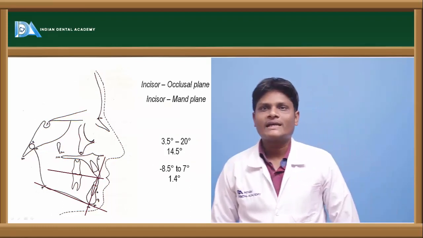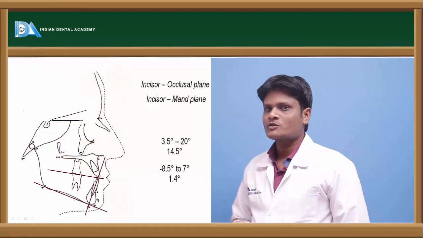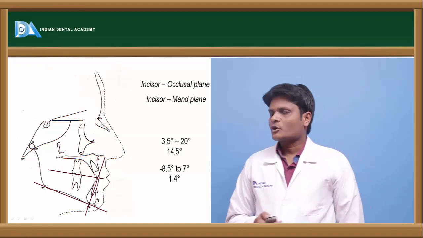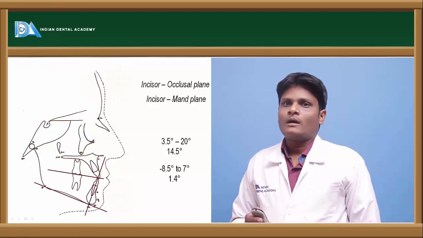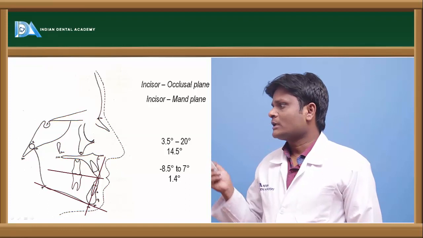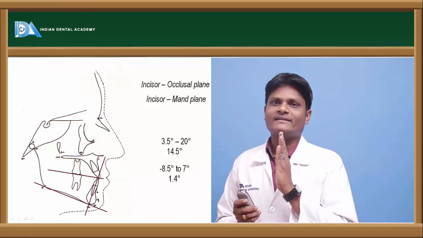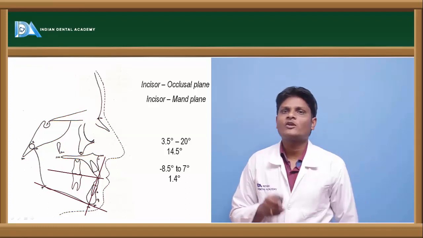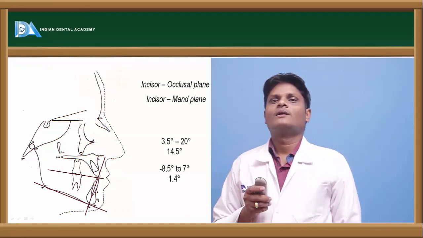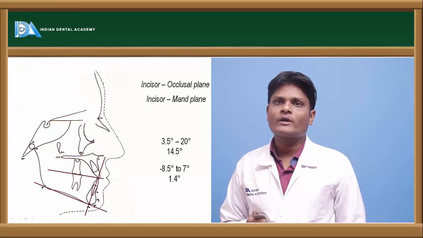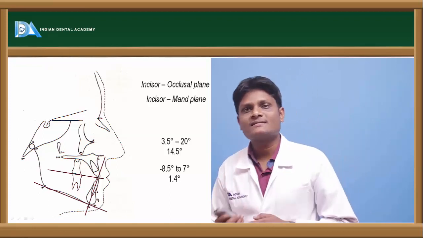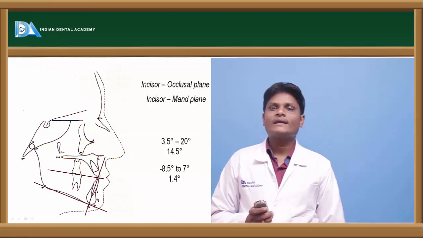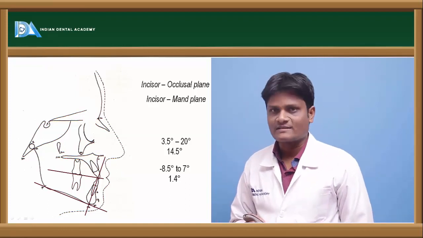The next important dental parameters of Downs analysis are the incisor to occlusal plane angle and the incisor to mandibular plane angle. If we take the incisor to occlusal plane angle, the average value is 14.5 degrees beyond 90 degrees. That means 90 degrees plus 14.5, 104.5 degrees, is the average value of incisor to occlusal plane according to Downs analysis. Any increase in this value indicates proclined lower incisors, whereas a decrease in this value indicates retroclined lower incisors.